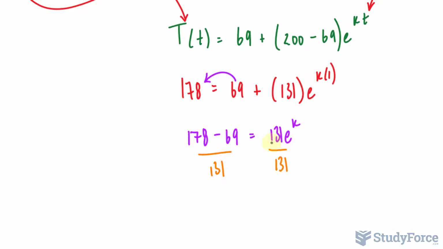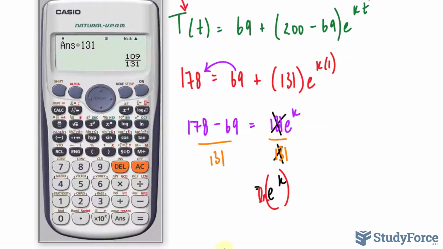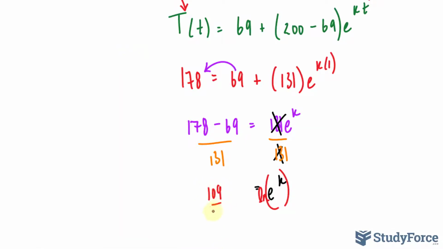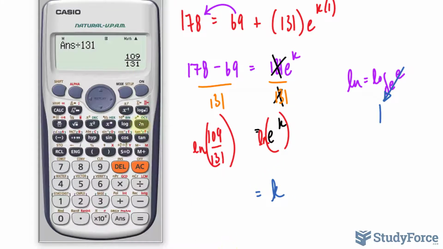Now on the right side of this equation, that's gone. We only have e to the power of k. To get k, we ln both sides. So we ln this side, and we ln the side that has this division statement, 109 over 131. The ln and the e cancel out because ln is the same thing as saying log of base e, and we have e here. So these two become 1. We have k on the right side, and let's find out what the ln of this value is.